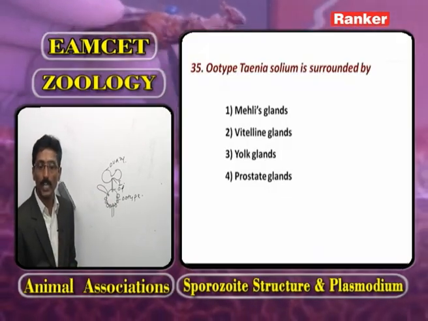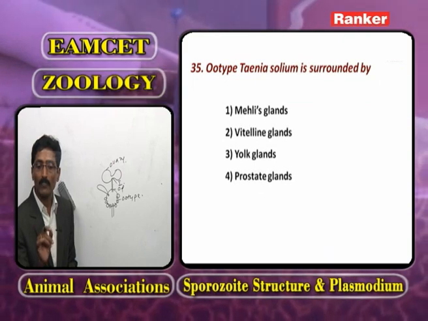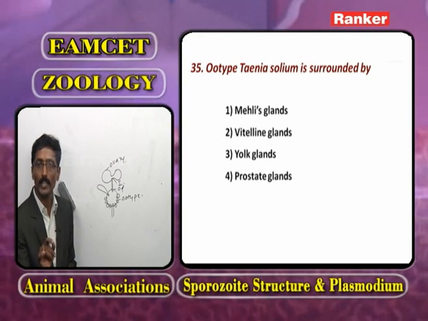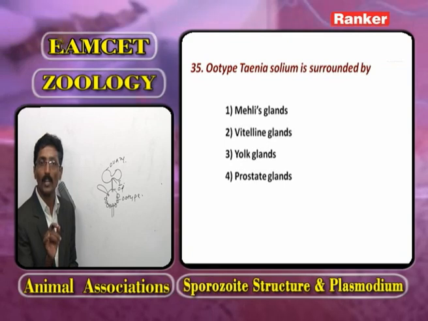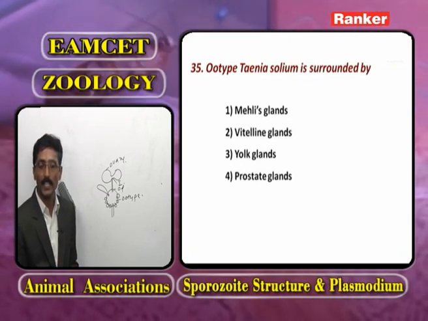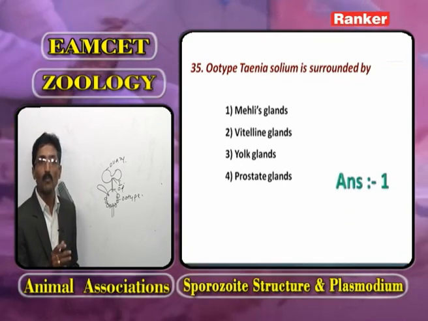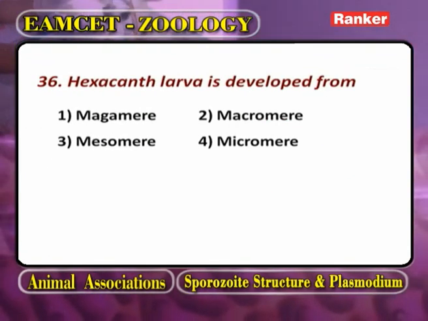Now, regarding the question, the ootype of Taenia solium is surrounded by unicellular Mehlis glands. The answer is the first one. Now move to the next question.